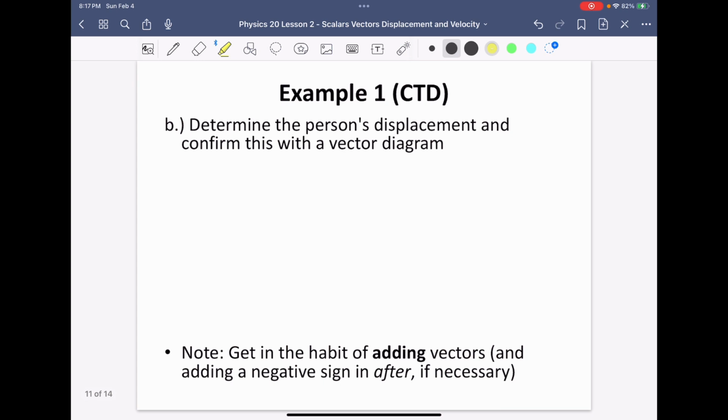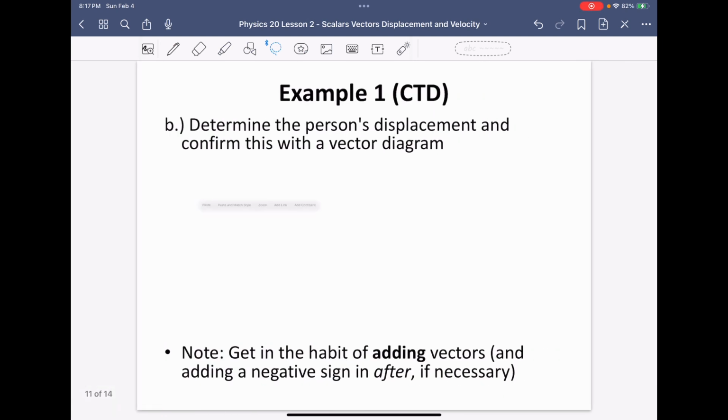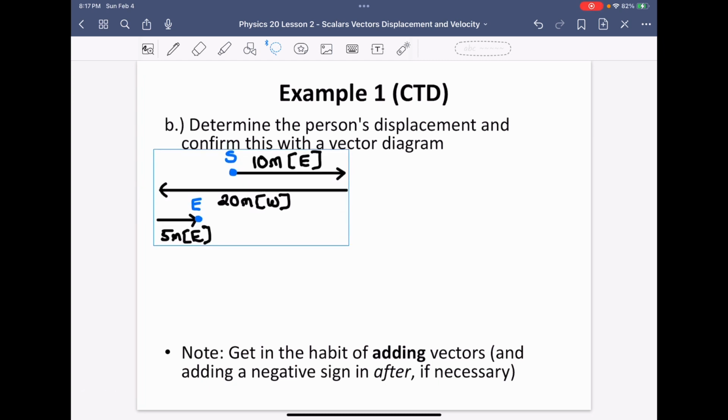All right, in the next piece, we're going to continue that example 1. Determine the person's displacement and confirm this with a vector diagram. Okay, what I'm going to do is go back and copy this diagram that we've already put together here. If we can copy this diagram, it should help us directly get our solution for the piece we want here. So we're going to copy it, bring it over to the next page here, and paste it in. Awesome, there we go.